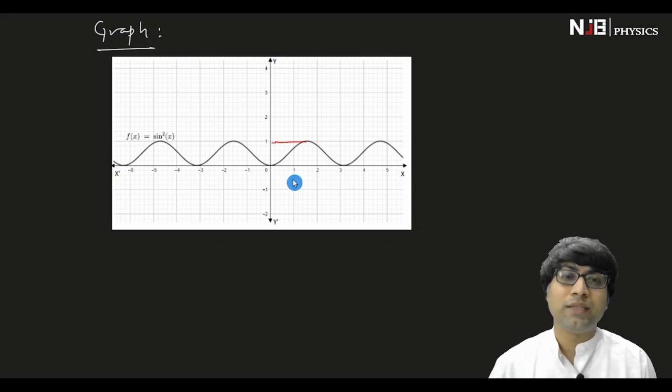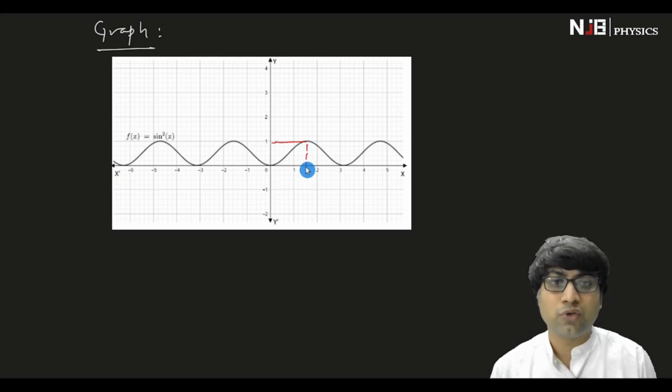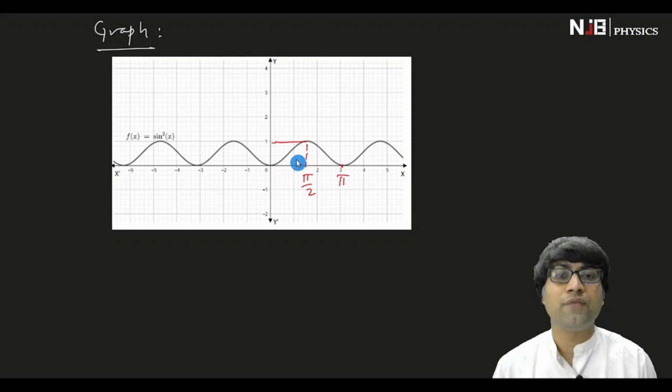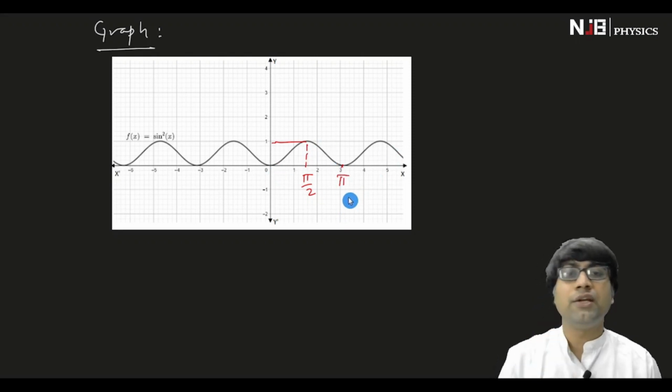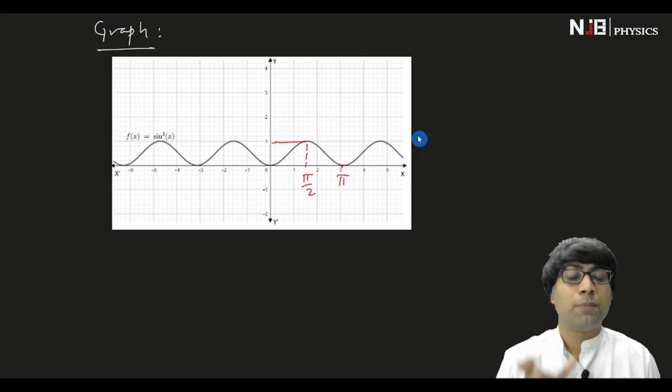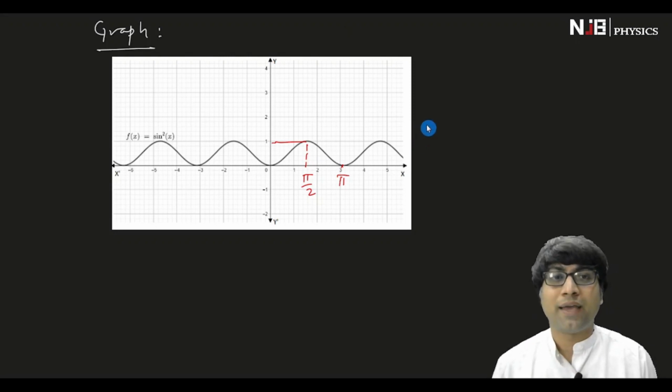And what will be the period of this function? Because this is also a periodic function. You see the peak is going to be at x equal to pi by 2, and it is again going to be 0 at x equal to pi. So you can see that this graph is repeating its value after an interval of pi. Therefore, it is a periodic function with period equal to pi.